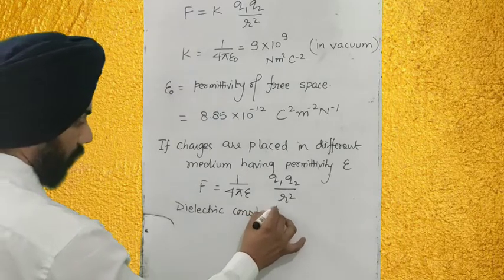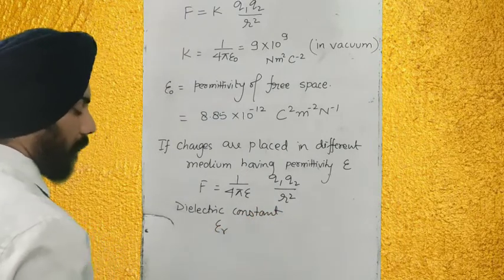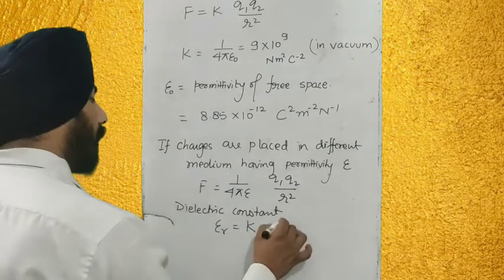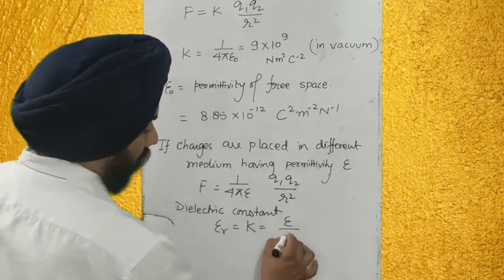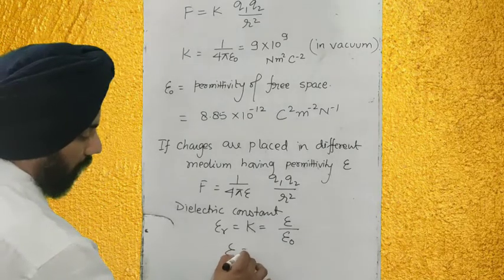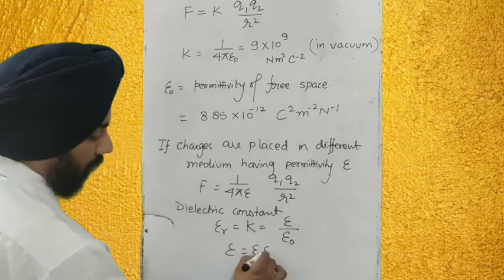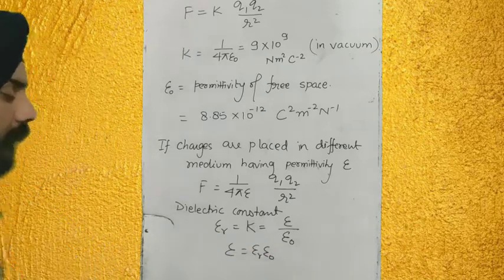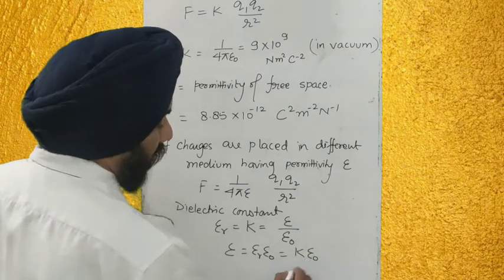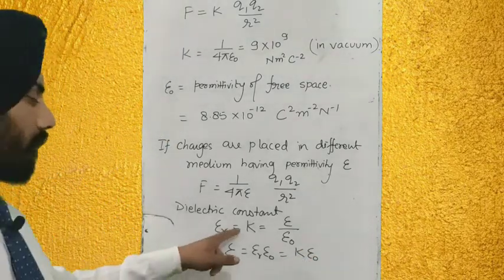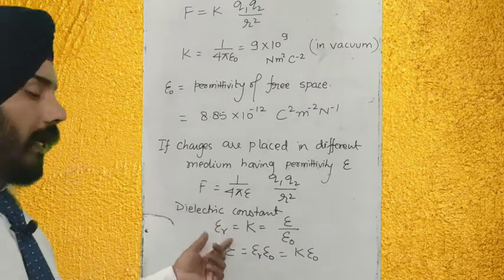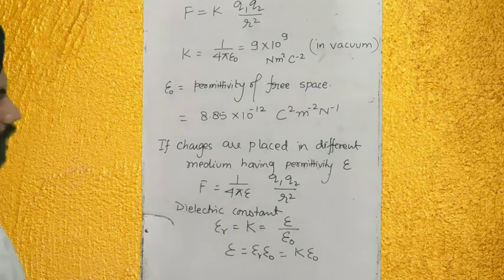Dielectric constant can be represented by epsilon r, or by k, and it is equal to the permittivity of the medium upon the permittivity of free space. So the permittivity of a medium is equal to epsilon r epsilon naught, that is, relative permittivity into permittivity of free space, or dielectric constant into permittivity of free space. They both have the same meaning. Relative permittivity and dielectric constant both have the same meaning. So you have to remember this.